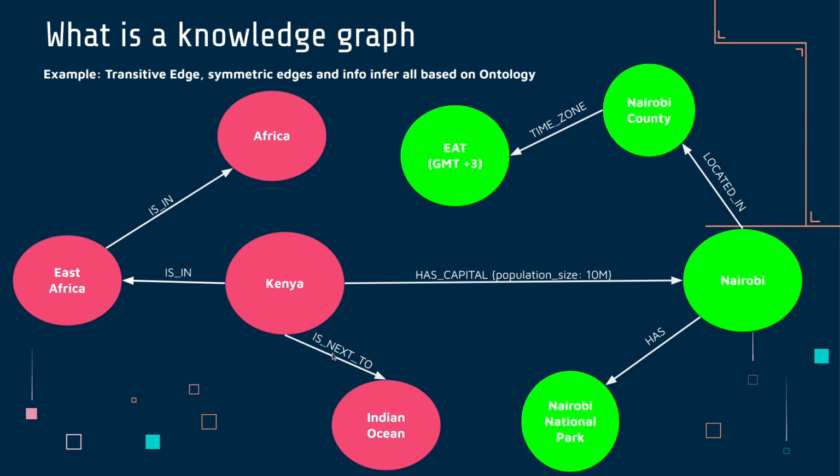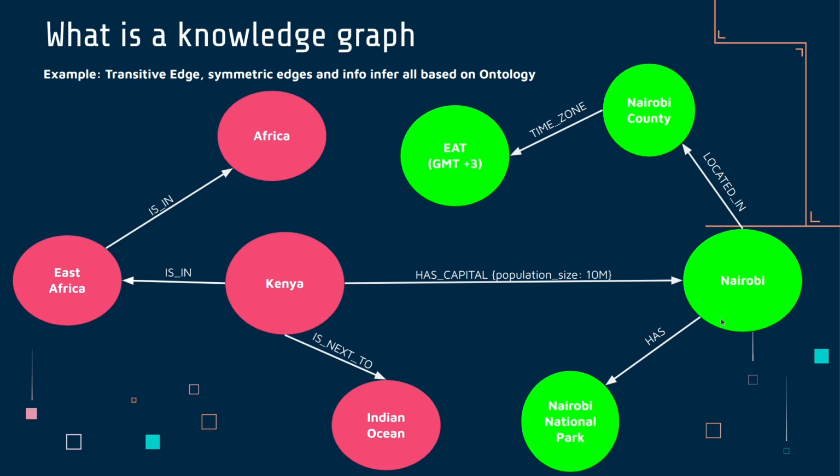But since you can just use symmetric edges, because Kenya is next to the Indian Ocean, the Indian Ocean is next to Kenya, the computer can automatically figure that out. So that is called a symmetric edge. So that's basically it. That's the basic information that I simply provided you.